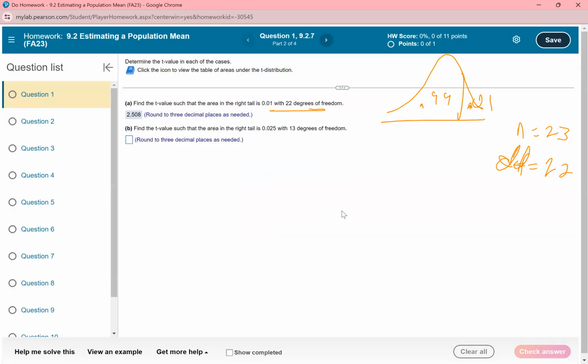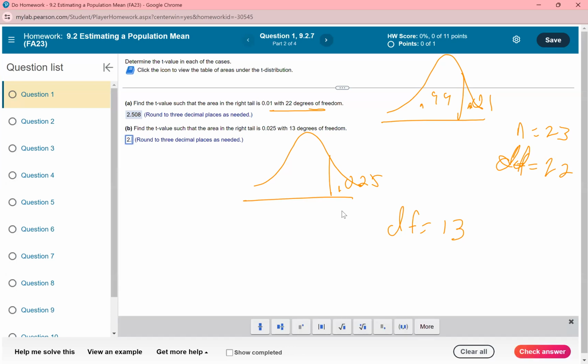Next one again is another right tail. The area to the right here is 0.025. We're already told the degrees of freedom is 13. So I'm going to do an inverse t, and now I'm actually going to just type 1 minus 0.025. It'll do that. 13 degrees of freedom, enter. And 3 decimals again, so 2.160.